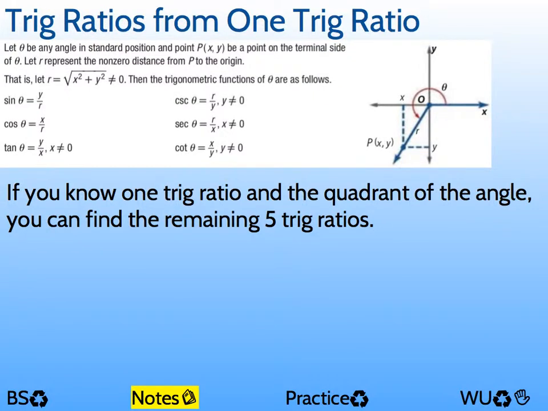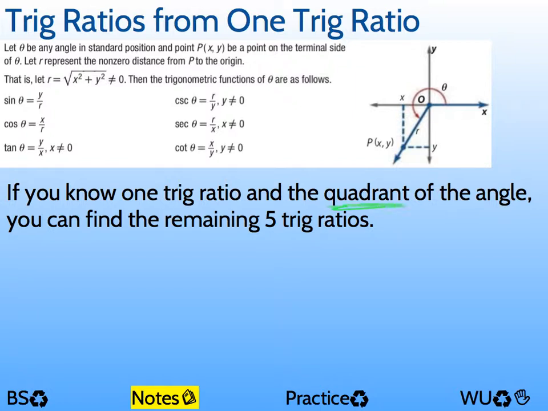If you're given any one trig ratio and the quadrant that the angle is in, you can find the other 5. Now remember, sine is y over r, cosine is x over r, and tangent's just y over x from the coordinates. If you forgot what the r is, just remember that you can take the Pythagorean theorem of the x and y coordinates to find out what r is. And of course, cosecant, secant, and cotangent are simply the reciprocal of sine, cosine, and tangent.